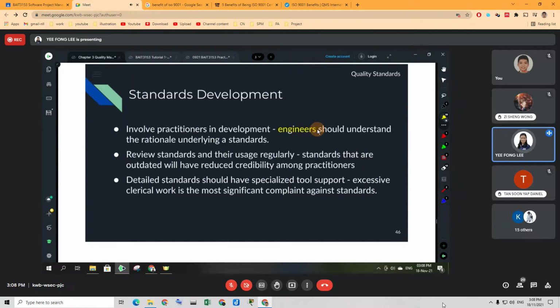First of all, involve them. Involve the software engineers in the selection of product standards. If the developers understand why the standard has been selected, then more likely they will feel more committed to the standard.